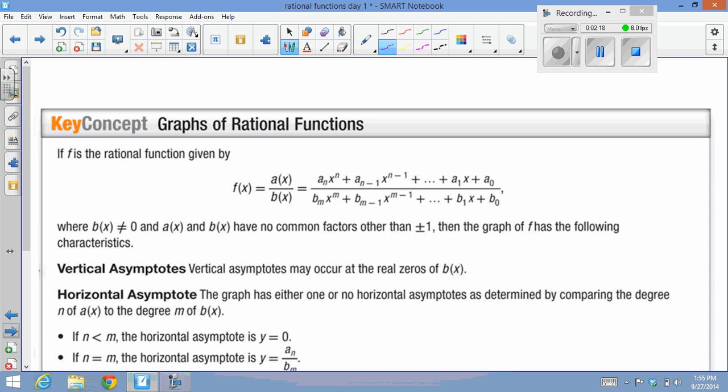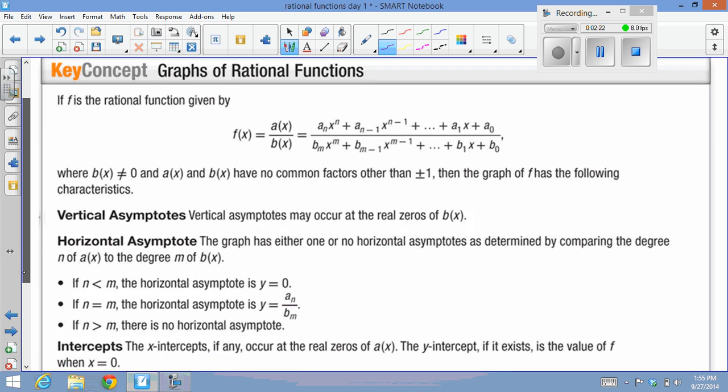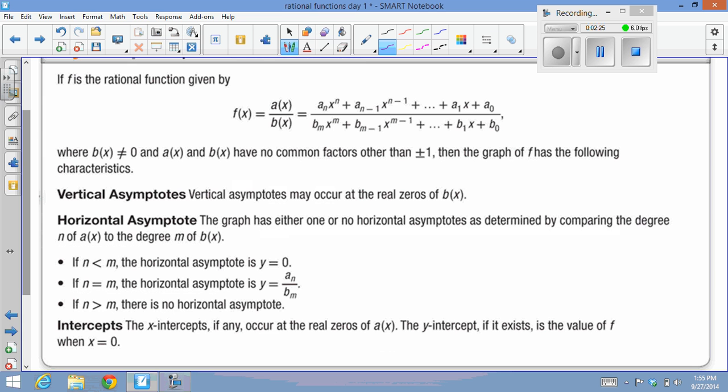This basically explains that, but in lots of math talk. So here's my function. My function is a of x over b of x. Notice that a is on the top and b is on the bottom. They're both simplified. They have no common factors other than 1 or -1. When I have a vertical asymptote, the vertical asymptote is where I have real zeros of b of x. In other words, the zeros of the denominator.